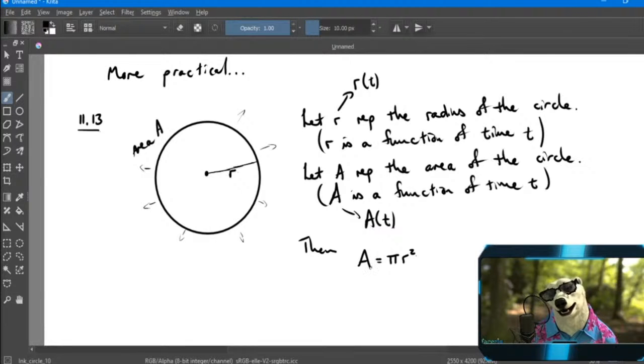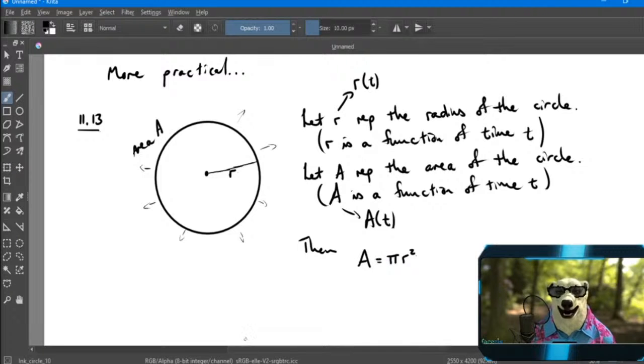Even though these two are related to each other, they are individually changing as time passes. As time passes, the circle is expanding, the radius is increasing, the area is increasing over time. We don't know what those functions are. There are some functions we'll never know. But these two functions change in a connected way according to this equation.